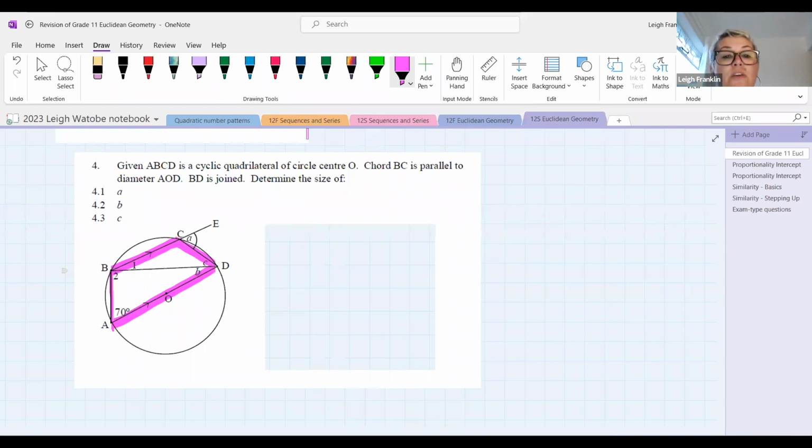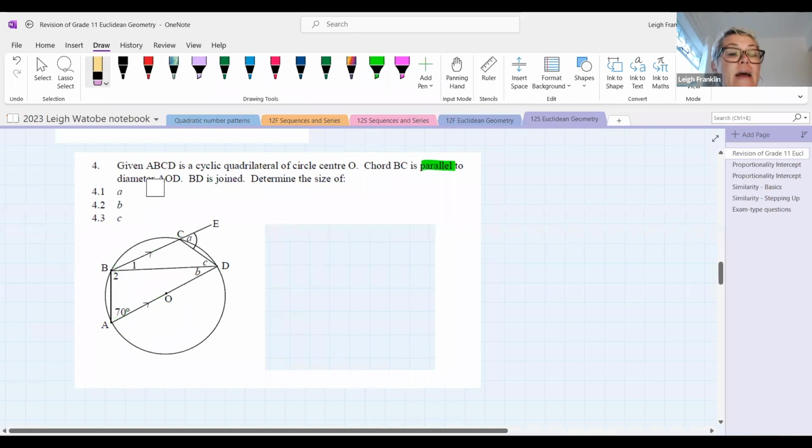They have told us that chord BC is parallel to diameter AOD. So now I'm going to rub that off. And the two lines that they've told me are parallel are going to be this one over here and that one over there. There are my parallel lines. BD is joined. Determine the size of angle A, angle B, and angle C. All right, so let's go back and have a look here.